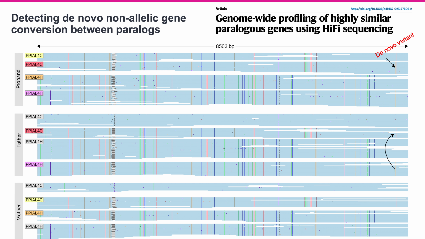This haplotype of the proband has an extra variant, denoted by the arrow at the top. The gained variant is from another haplotype of the father, the one labeled in magenta, which is a copy of the 4H gene. So this is a case of non-allelic gene conversion from a gene to its paralog. That is, a piece of sequence is copied from a gene to replace the corresponding sequence in its paralog.